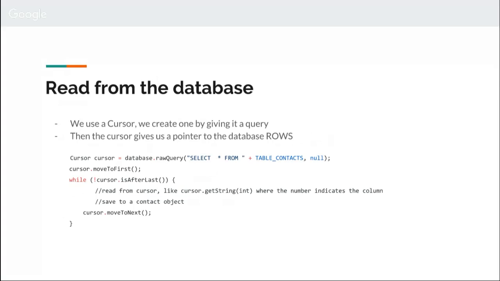The next part, reading from the database, you use a cursor. A cursor is like you give a query to a cursor object, and then it gives you a pointer to the result of that query. And then you can move the cursor from the first row, the second row, the third row, and like that to read the result from your query. You give it the query, you call move to first to actually set the pointer of the cursor, and then you read the data and move the cursor until you're done or you find what you're looking for.